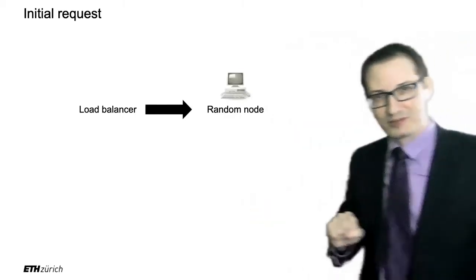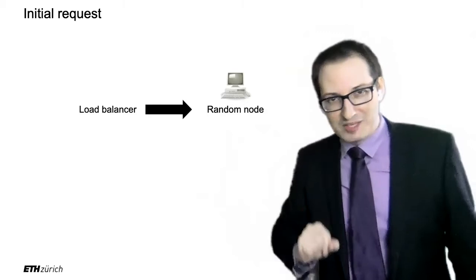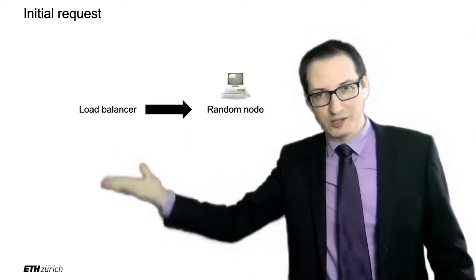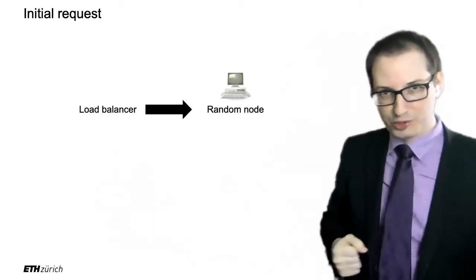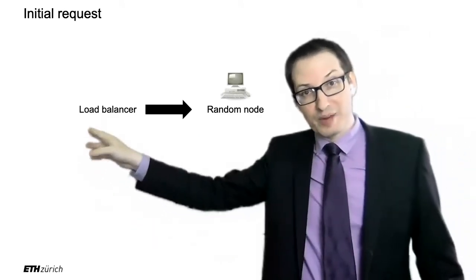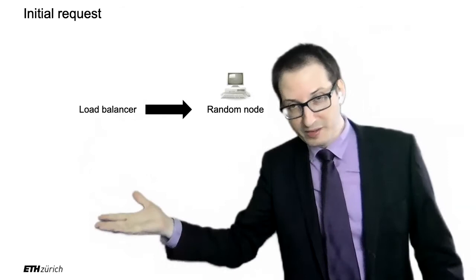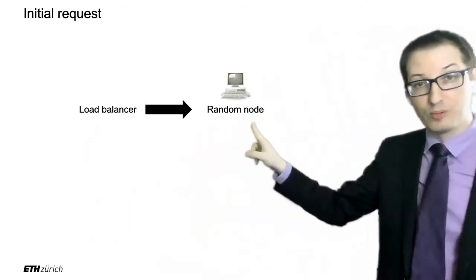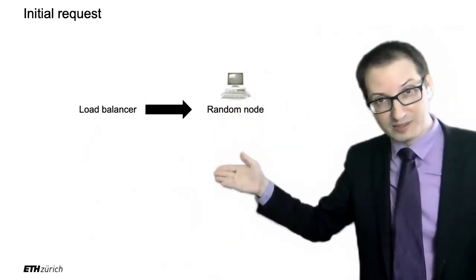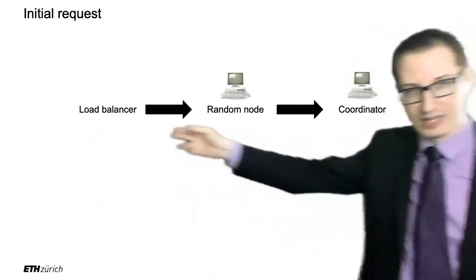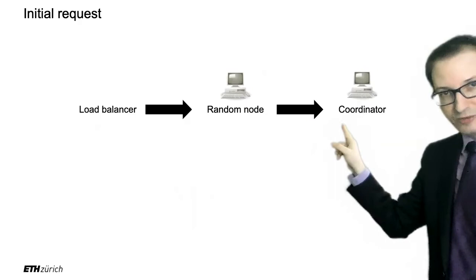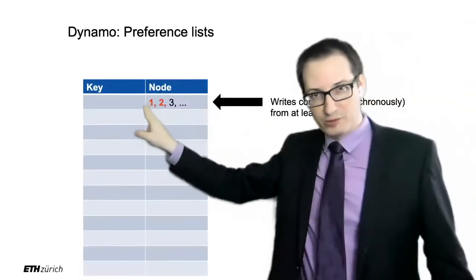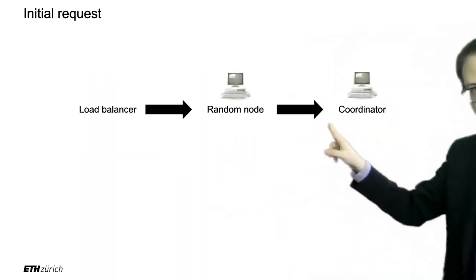Yeah, thank you. All right, so now having said that, what happens when somebody connects to the system, for example, a service of Amazon responsible for the shopping carts? There's a load balancer, a random node is picked. This is one way of doing that. That random node has its preference list. So with the key that comes from the request, it picks the coordinator. So that was this, right? The first in the list.